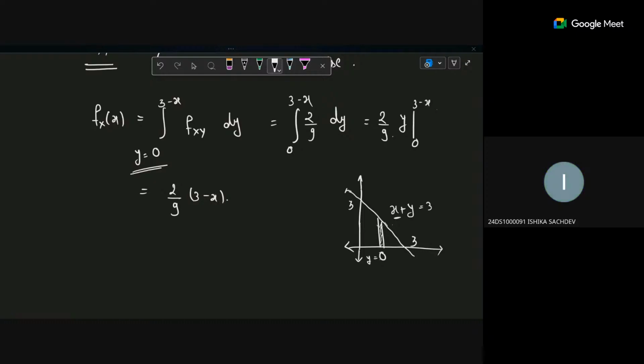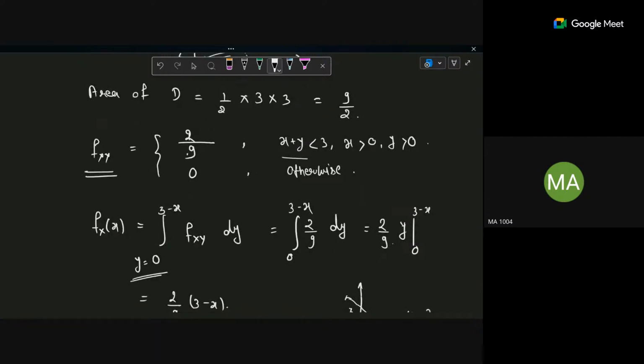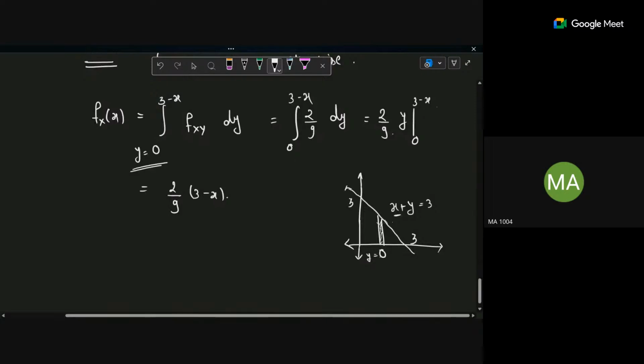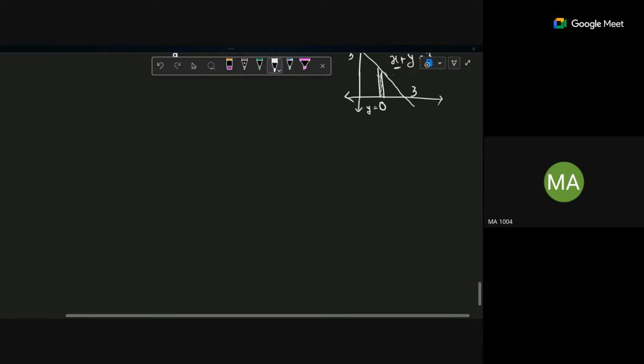In uniform, we don't need to do the slicing. Ma'am, you said that we don't need to do the slicing. Yes, because from this one also you can directly have your limits: x plus y less than 3, and y greater than 0. So you can directly take from here. You will need slicing when you want to calculate the area.